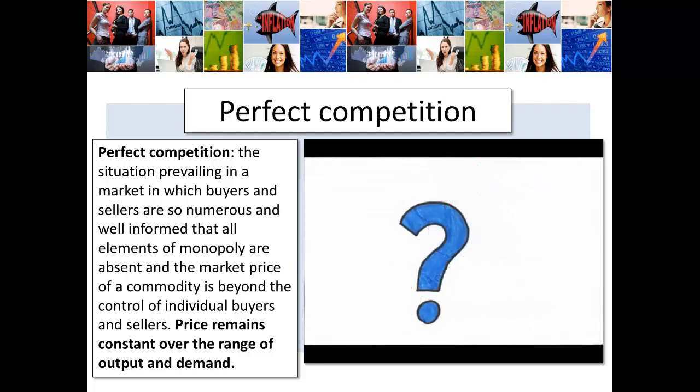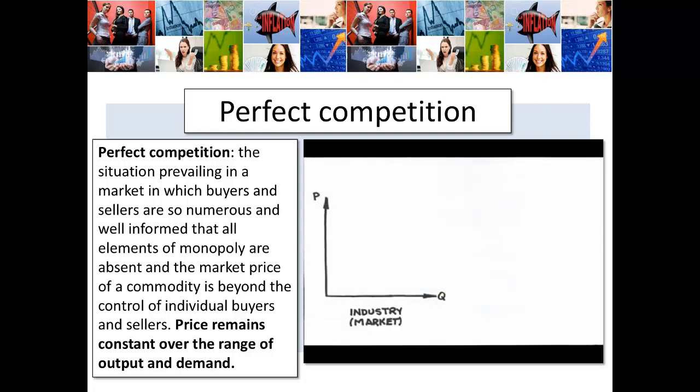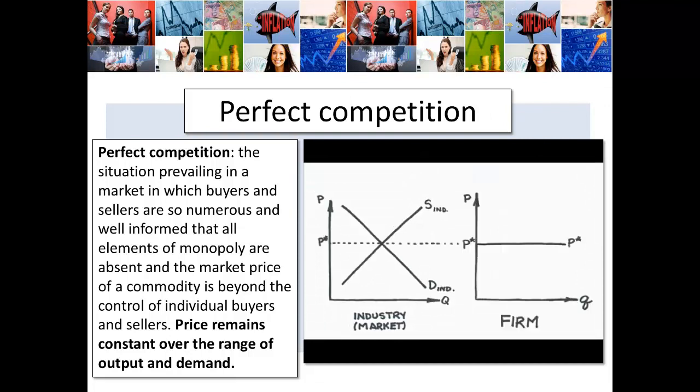Let me ask you this. If the individual firm cannot set the price, then where does the price come from? Think back to our market activity earlier in the semester. In a market with lots of buyers and sellers, the price is determined collectively by the market supply and market demand. This, then, is the prevailing price for each firm.